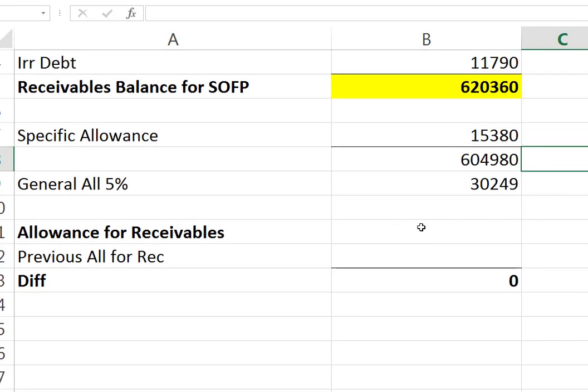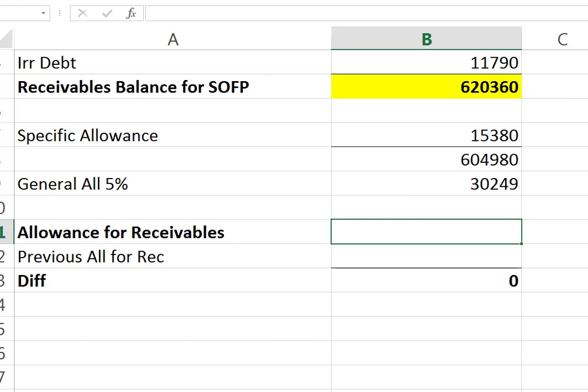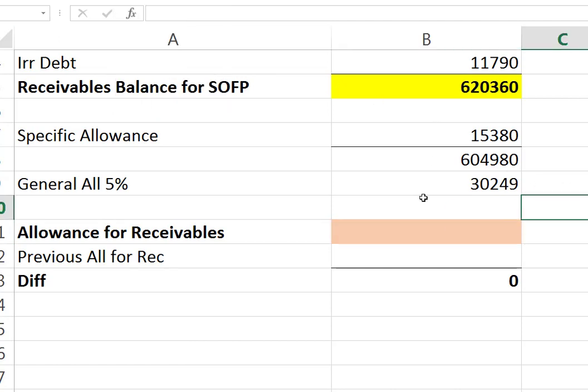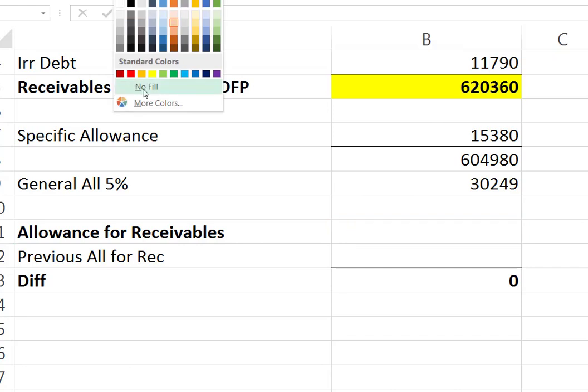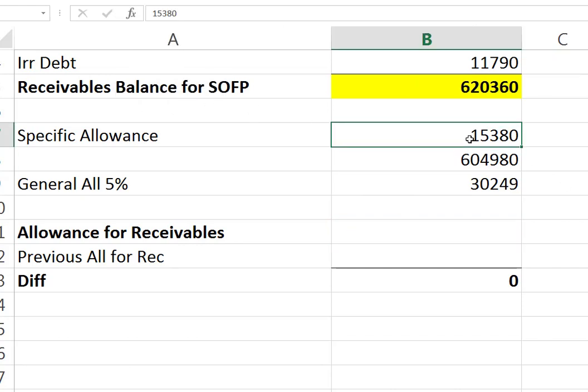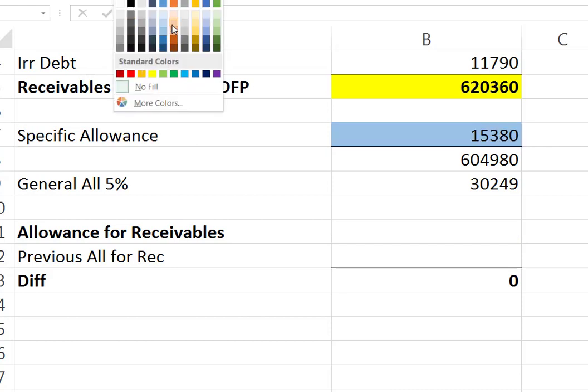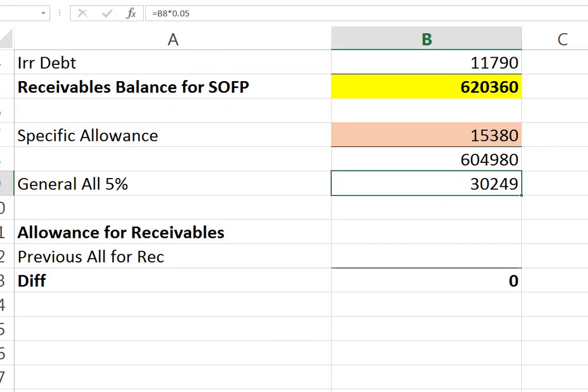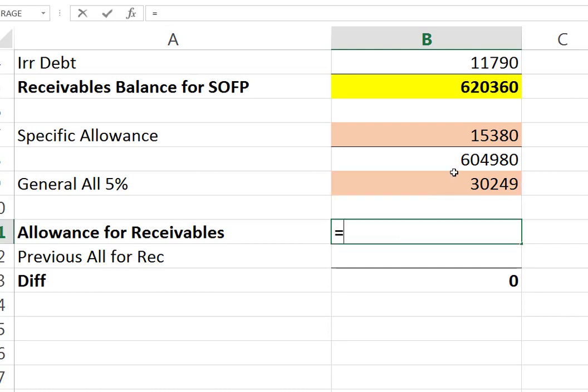So my allowance for receivables is going to be this guy plus this guy. My allowance for receivables is equal to this plus this. So the allowance for receivables that I want to end up with, again on my statement of financial position, is 35629.